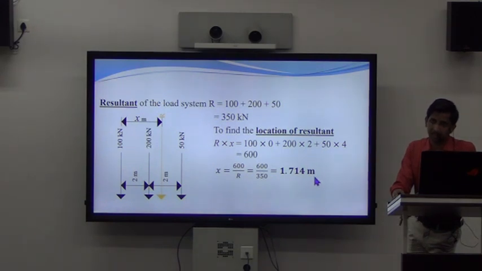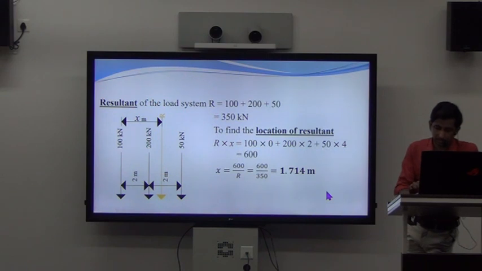What does that mean? That means our resultant is acting at a distance of 1.714 meters to the right of my 100 kilonewton. So if you see this, you know that the distance between 100 and 200 itself is 2 meters. So our resultant must be in between these loads, and it must be nearer to 200 because the distance X is obtained to be 1.714 meters. I hope that is clear for you.